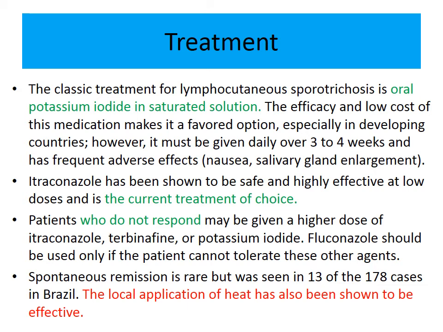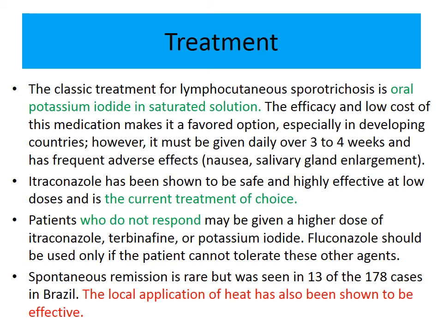As I said earlier, treatment in this case is a little bit weird. Especially in Africa and even in this country, for lymphocutaneous sporotrichosis, we give oral potassium iodide in saturated solution. That is low cost and still considered a favored option. You have to take it for 3 to 4 weeks, but the problem is that you have a lot of nausea and your salivary glands will enlarge. You have to pay the price, that trade-off, in terms of getting treated.